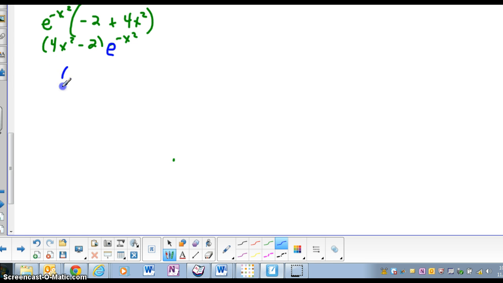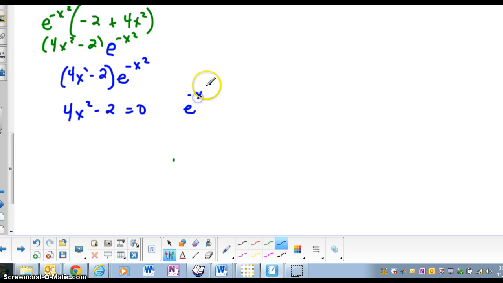As we set that equal to 0, we will use the zero product property to solve for x. So 4x squared minus 2 is equal to 0, and we would also set e to the negative x squared equal to 0. Before we rush off and solve, I want you to think a minute about this side. And think at first, is it even possible to have e to something equal 0? Immediately you might already see that that's an impossible situation.